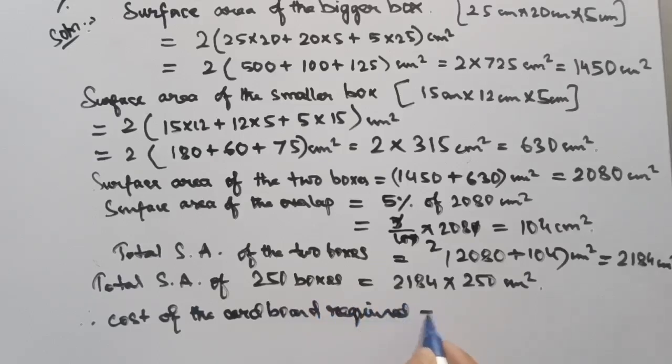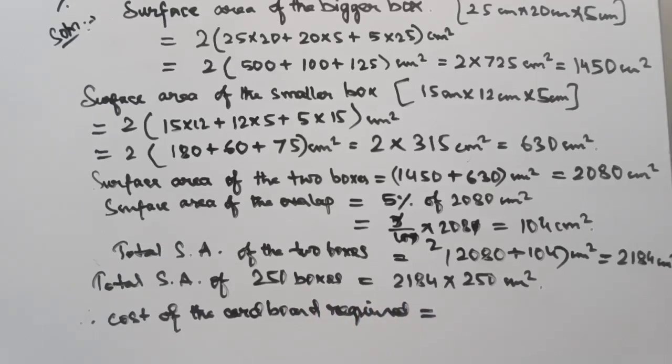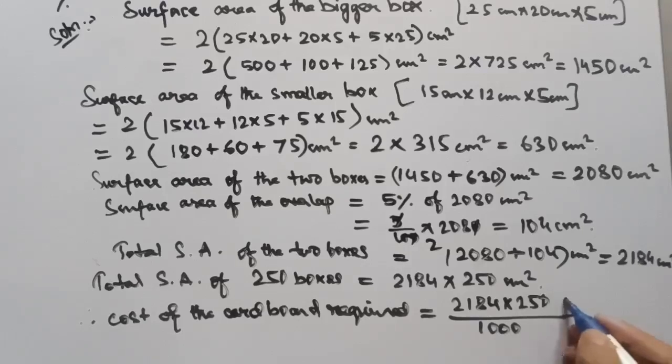Cost of the cardboard required equals, it is given in the question that per 1000 centimeter square, the cost of the cardboard is ₹4. So we are going to divide the total surface area of the 250 boxes by 1000 and then multiply by 4. So the total surface area of 250 boxes is 2184 multiplied by 250. This will be divided by 1000 as the price is for per 1000 centimeter square, and then multiplied by 4. For every 1000 centimeter square, the price is ₹4.